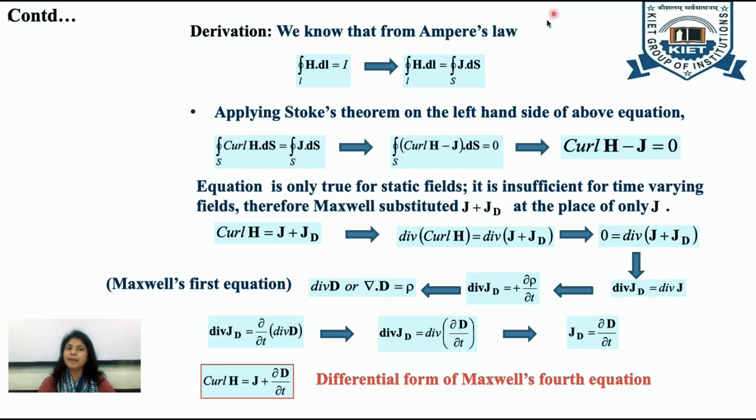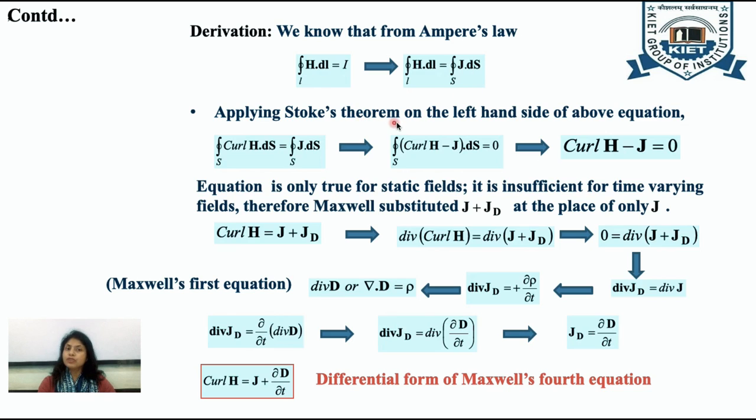We know that from Ampere's law, line integral of H dot dl is equal to I, where I is the total current, which is equal to surface integration of J dot dS. Then line integral of H dot dl is equal to surface integration of J dot dS.